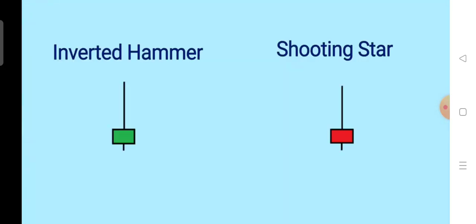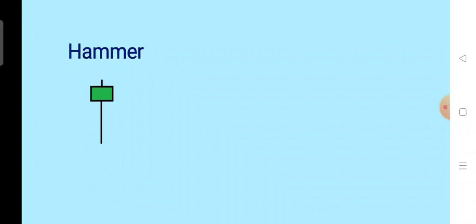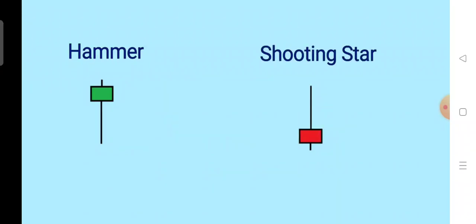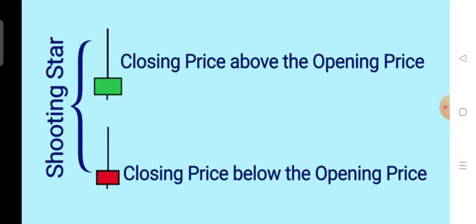So in this case again, the body that is formed should be very small. In the case of both the hammer and the shooting star, the length of the body should be at most half of the shadow, or in a reverse way, the lower shadow in the case of a hammer and the upper shadow in the case of a shooting star should be at least twice the length of the body.